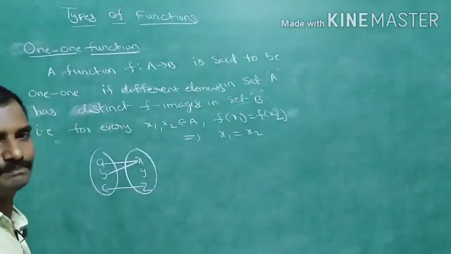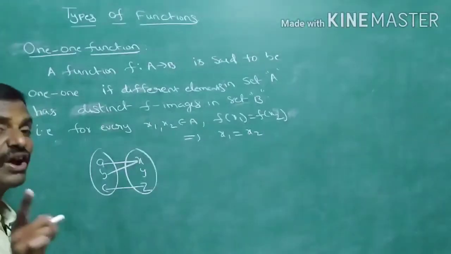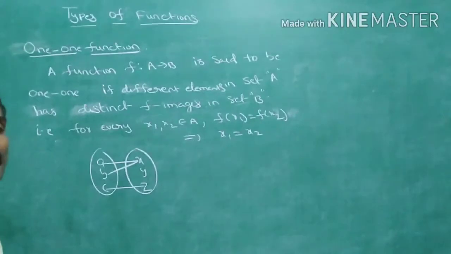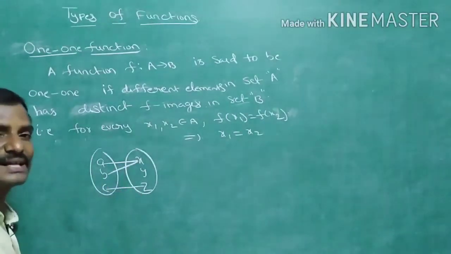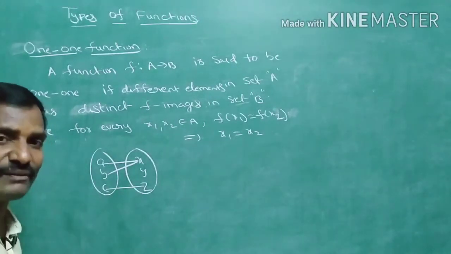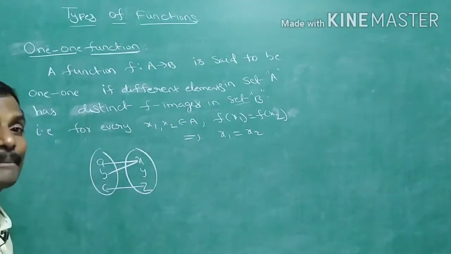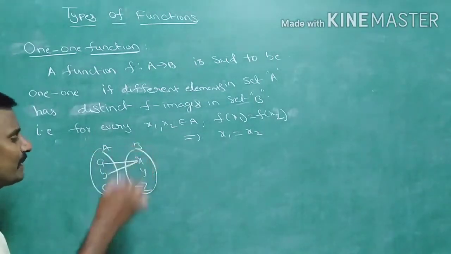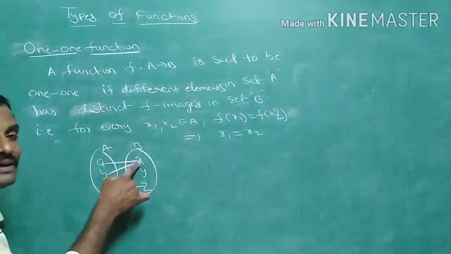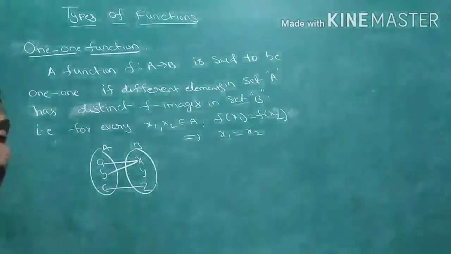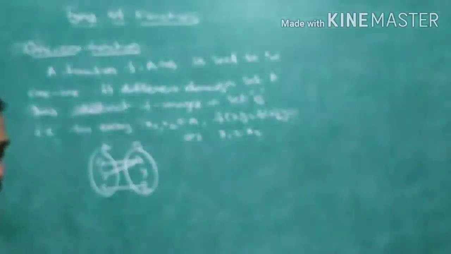It is a function. Next, it is not a one-one function, because here A and B have the same f image x. If f is not one-one, that is, f is a many-one function. Here A and B have the same f image x, so it is not one-one. It is a many-one function.